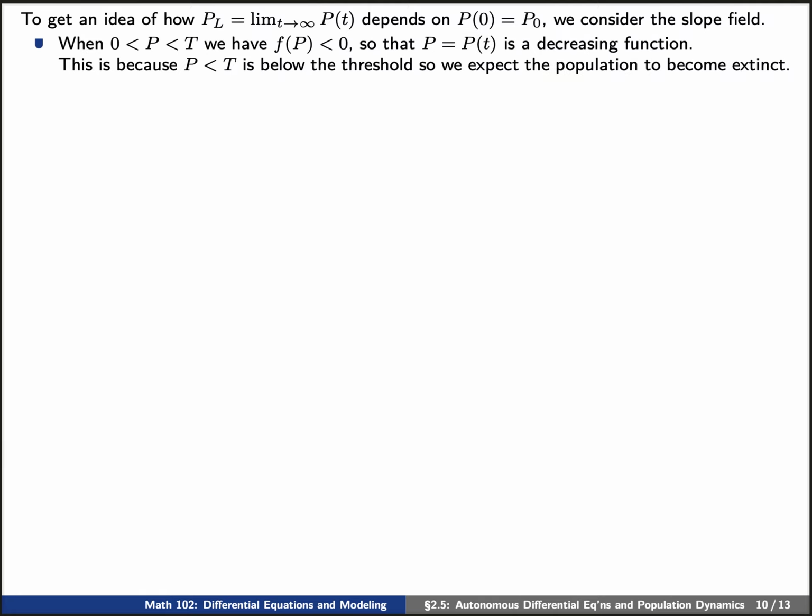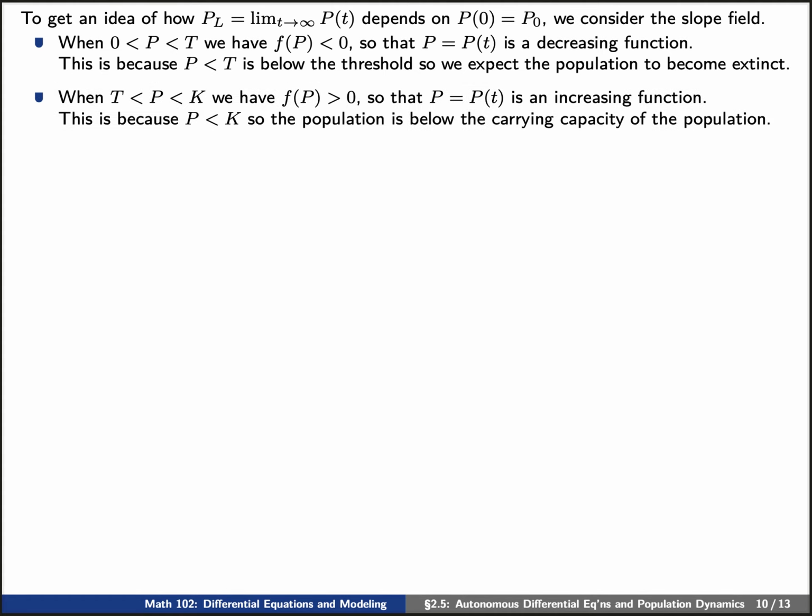Now, to get a better idea of how the limit as time increases without bound of our population depends on the initial value, we're going to consider the slope field. Let's think of it this way. If the population is between 0 and t, then our function f(p) is negative, but this is the derivative dp/dt, so we expect our population to be a decreasing function. Again, the idea is that our population is below threshold, so we expect the population to become extinct.